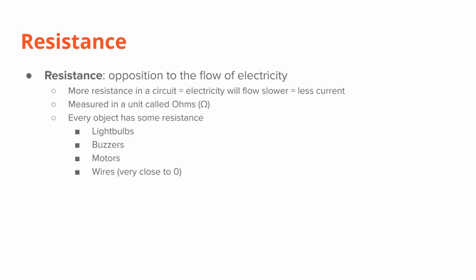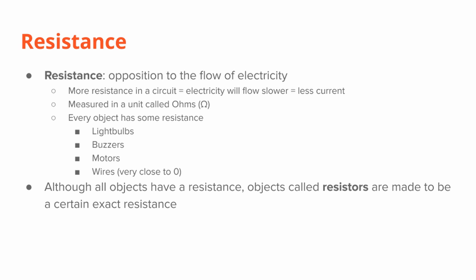Every component we use in our circuit, such as light bulbs, buzzers, and motors, will have some resistance to them. Even wires technically have resistance, but it is very small. There are also some components called resistors that serve no purpose other than to provide specific resistance value in a circuit.